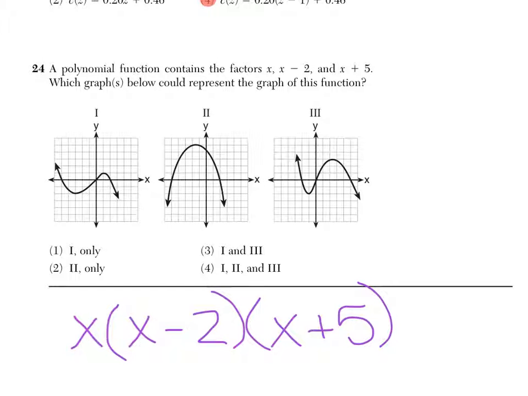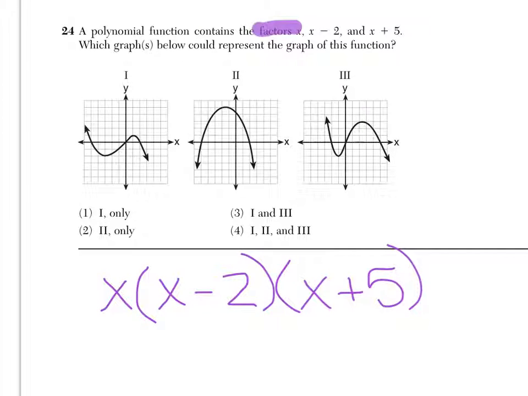In question 24, they told us the factors, which I've shown down here, and we need to come up with the graph, or a possibility of the graph. So immediately, I know that there are 1, 2, 3 factors, which means that there are 3 different roots, because all the factors are different. Therefore, graph 2 is out, and so our answer choices are 4 and 1.